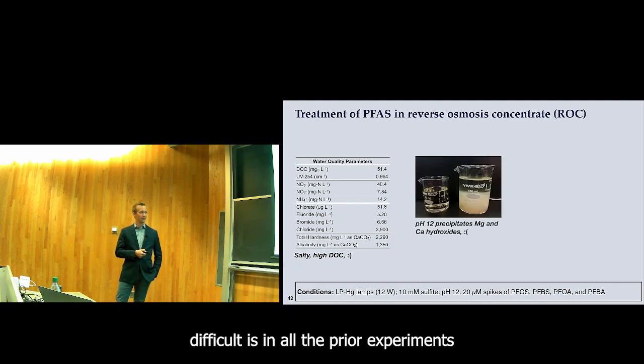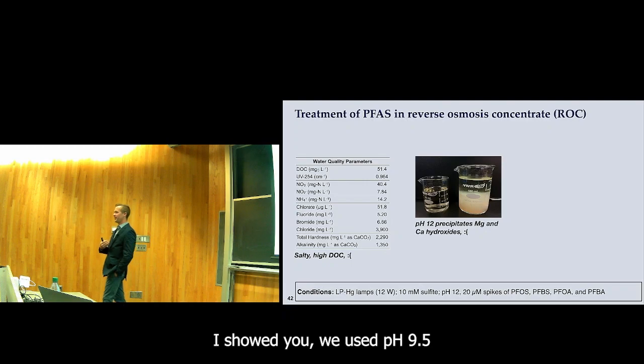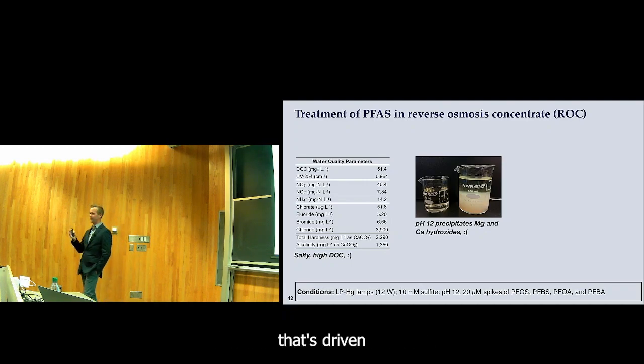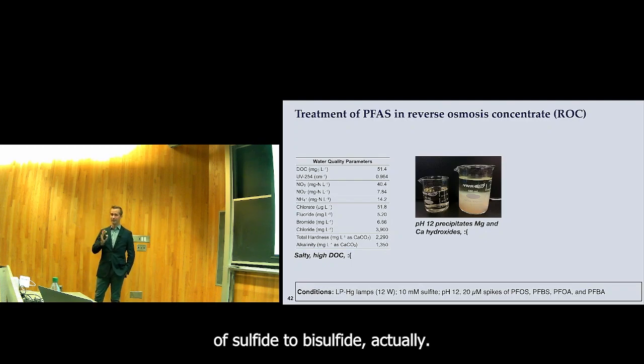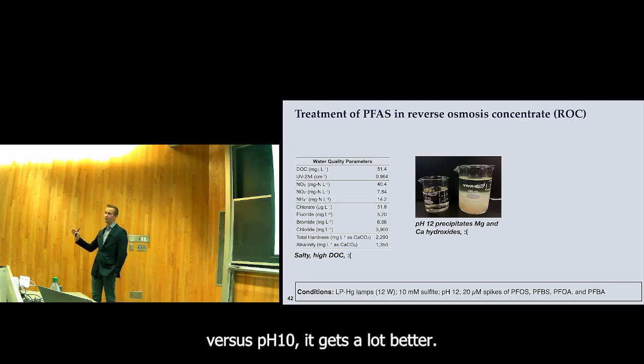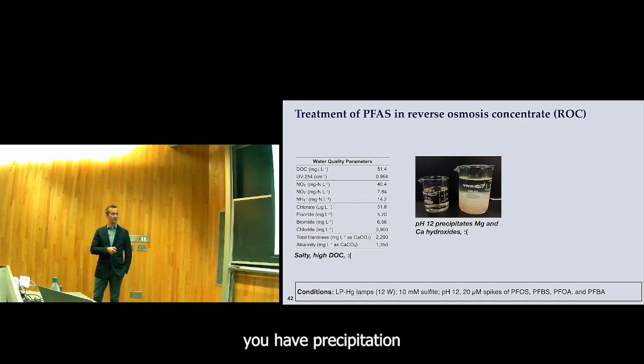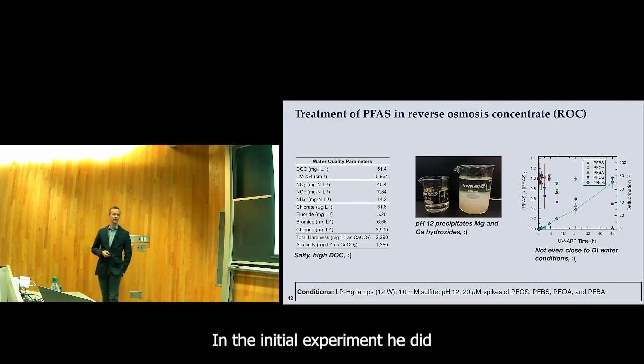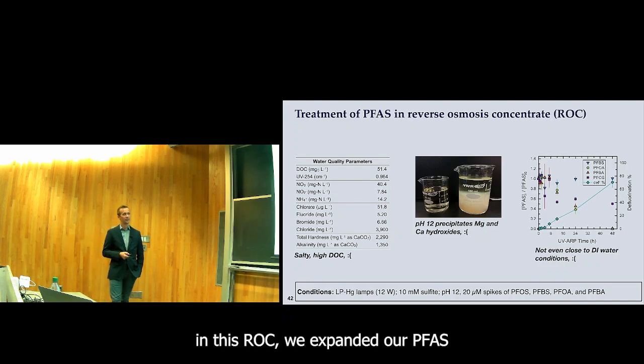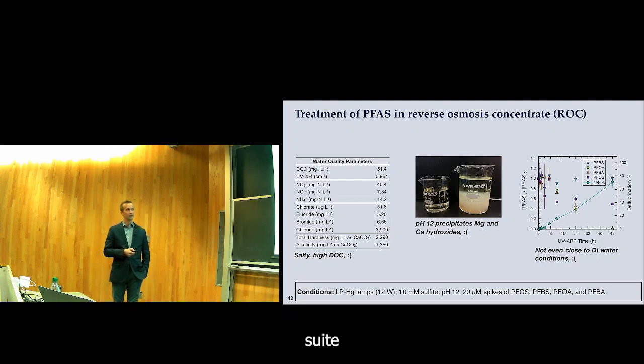Another difficulty is that in all the prior experiments I showed you, we used pH 9.5. That's driven by the speciation of sulfite to bisulfite. But other research groups have shown that in this UV sulfite system, if you use pH 12 versus pH 10, it gets a lot better. But of course, in something like this, you have precipitation of calcium and magnesium. And so Ben had to do a simple cation exchange process to get rid of these, and then we could use pH 12.